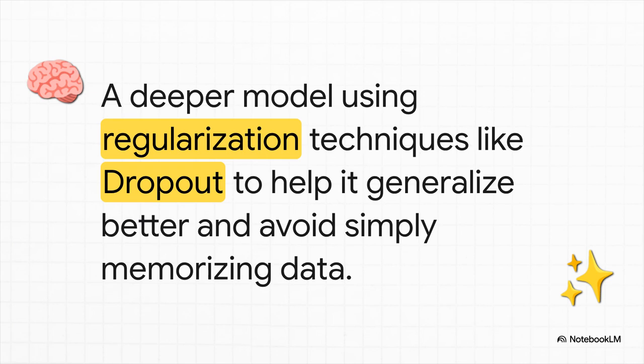So, for Act 2, the goal was to get smarter. I built a deeper, more complex model and used some clever tricks called regularization techniques. You can just think of these as ways to force the model to learn better instead of just memorizing the pictures I showed it. For example, I used a technique called dropout. It sounds weird, but it randomly turns off some of the neurons during training. This forces the other neurons to work harder and learn more reliable patterns.